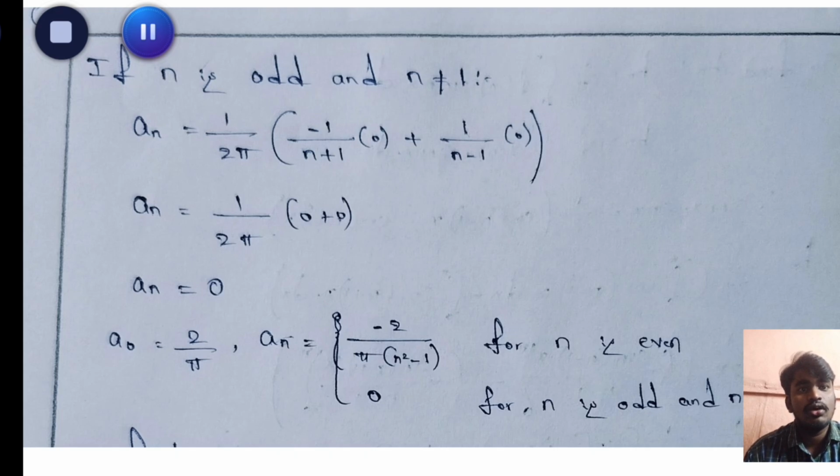If n is odd and n not equal to 1, an equals 1 by 2 pi of minus 1 by n plus 1 into 0 plus 1 by n minus 1 into 0. Anything into 0 equals 0. So 1 by 2 pi into 0 equals 0, so an value if n is odd equals 0. a naught equals 2 by pi, an equals 0 for odd.